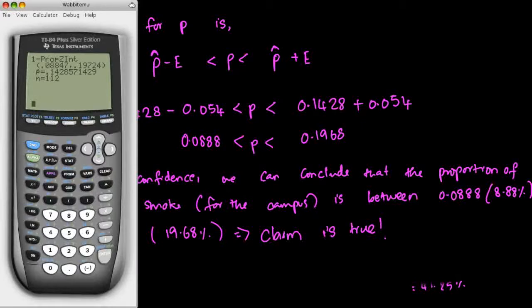And the interval is found to be 0.08847, quite close to what I have here, which is 0.0888, and the upper limit is 0.19724, which is given by the calculator, while I have 0.1968. So either of these answers are correct. The calculator is giving a different answer due to rounding issues, but there is nothing wrong with either answer. I hope that you can follow how to find a confidence interval for proportion using a calculator and a manual approach. Thank you for watching.